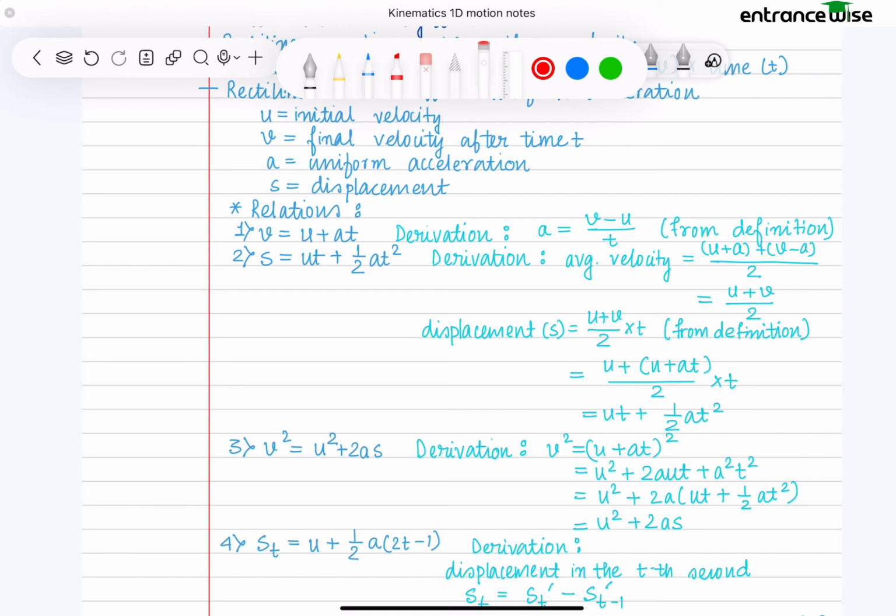So first of all we will discuss the velocity time relation. Here V equal to U plus AT. V is the final velocity after time interval t, A is the constant acceleration and U is the initial velocity. Now for the second equation, it's S equal to ut plus half at square. Here S represents the displacement or distance covered.